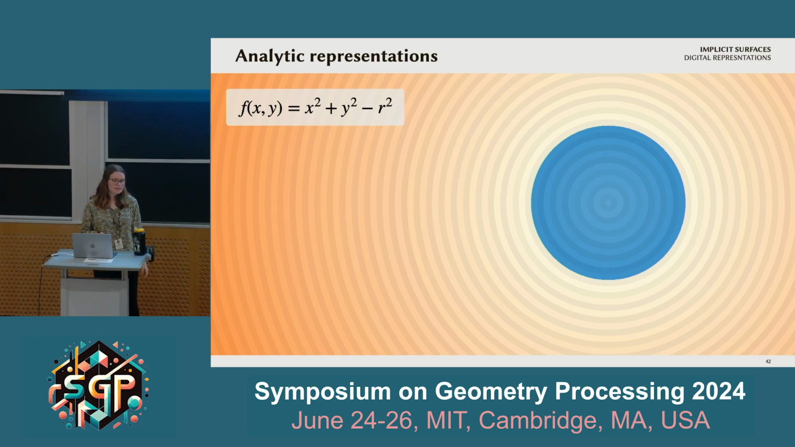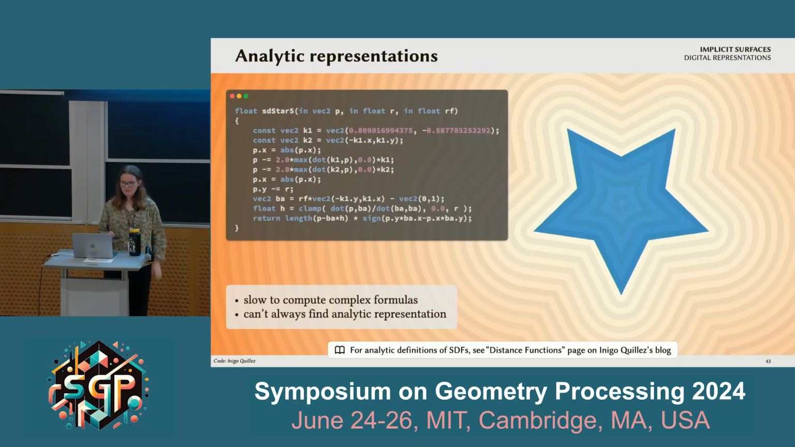We've already seen that some implicits, like this circle, for example, can be represented through a simple mathematical formula. And when we represent implicits like this, we call this an analytic representation. We can write analytic representations for lots of different shapes. For example, on Inigo Quilez's blog, he has some cool lists of different analytic formulations for 2D and 3D, including the star. But as you can see from the star, which I've written the code up there, the star is very complex. And so as you want to represent more complex shapes with analytic representations, it often becomes slow to compute.